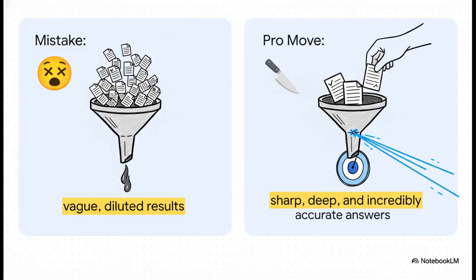Okay, another huge mistake I see all the time. See that list of sources? People just leave them all checked for every single question they ask. That just muddies the water and gives you diluted results. The real pro move? It's all about surgical control. For each query, you uncheck everything and then only select the 1 or 2 sources that are most relevant. That's how you get those razor-sharp, deep, and super accurate answers.